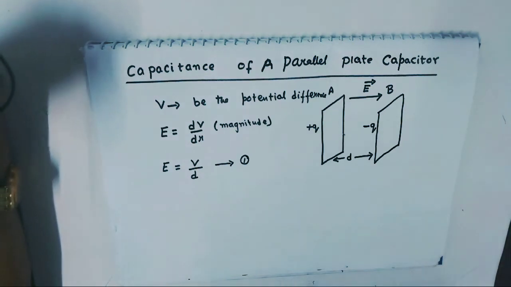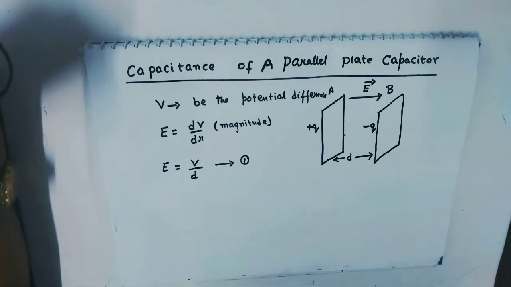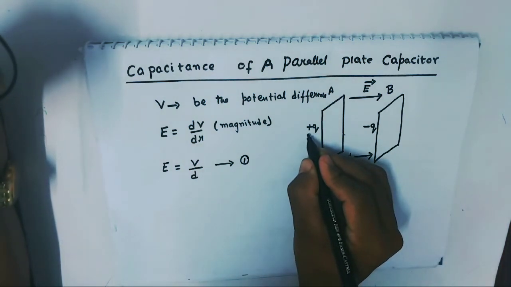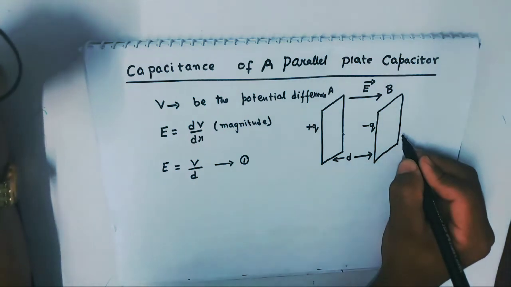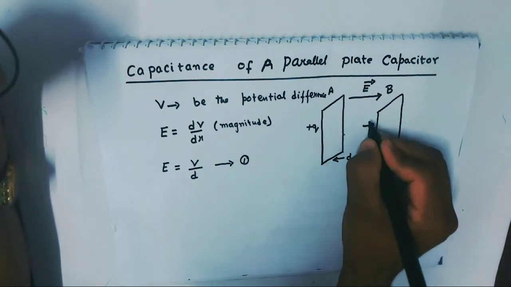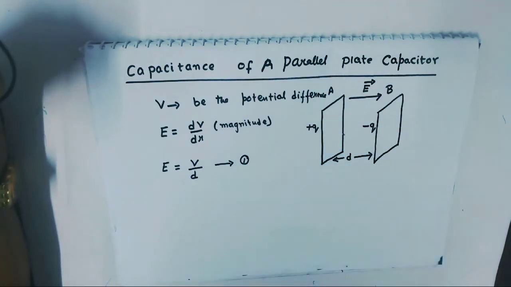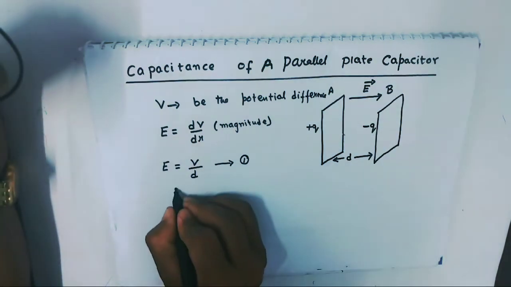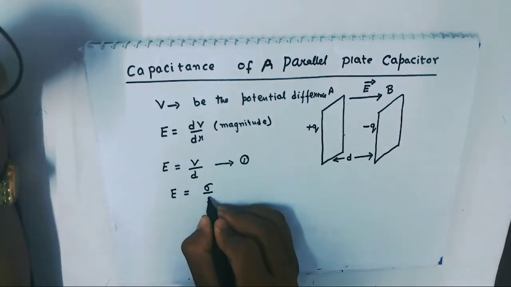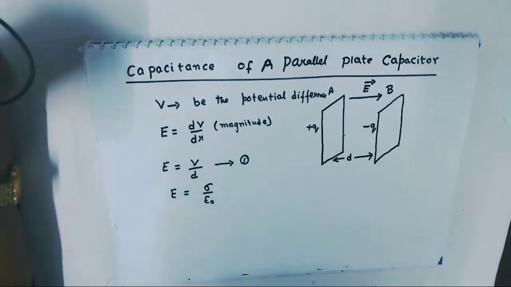Also, we have learned earlier that if we have two plates, one which is plus Q and one which is minus Q, the electric field at any point between the plates is nothing but E equal sigma divided by epsilon naught.